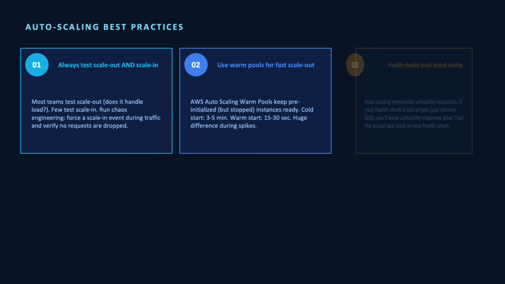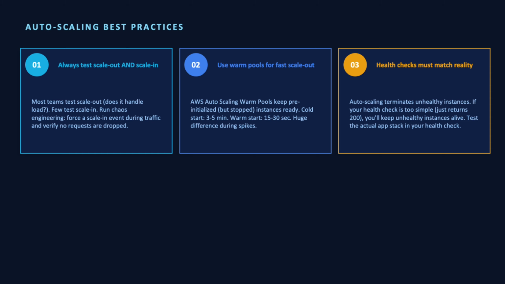Number 3, make sure your health checks test the real health of the application, right? The autoscaler removes servers that fail health checks, right? But if your health check only returns a simple OK message without checking important things like the database connections, cache, or available worker threads, then unhealthy servers may continue receiving user requests. So a good health check should confirm that the application can actually serve users correctly.